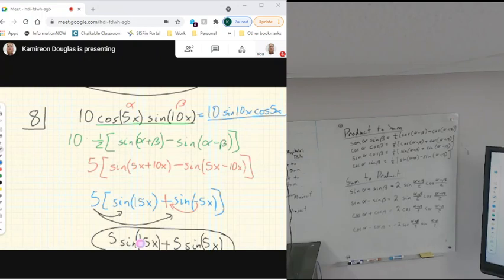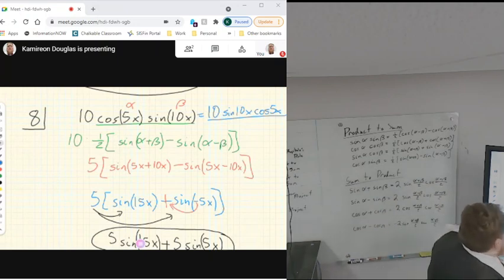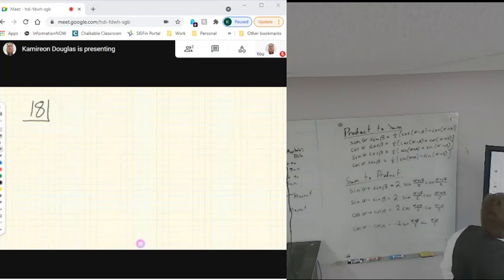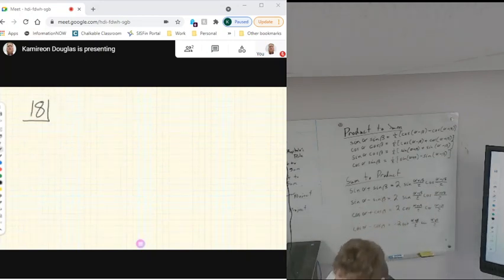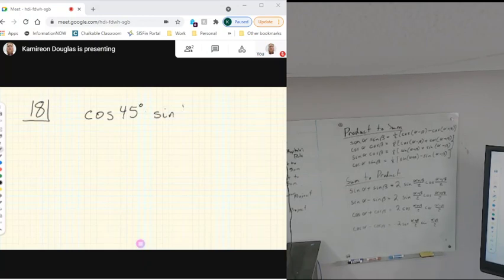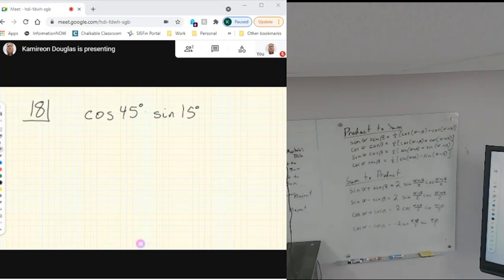So this is number 18. Nice sketch, Giselle. Again, you won't change the solution if you were to rewrite it, as Giselle recommended. You would just change the steps along the way. In the end, the same solution would appear. 18. We have the following information. Cosine of 45 times sine of 15. And the problem says, for number 18, evaluate the product using a sum or difference formula.